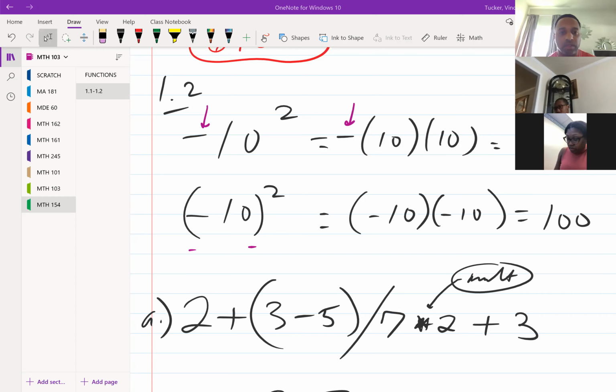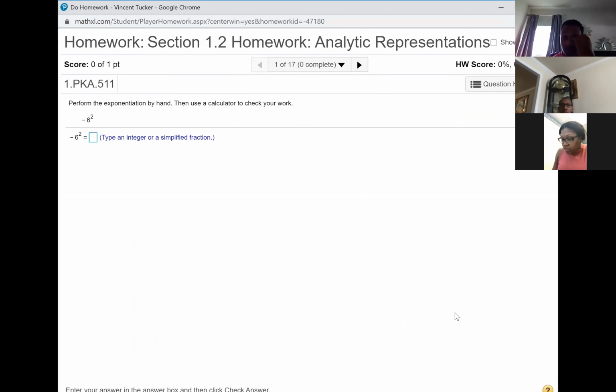In 1.2, a lot of it is calculation and emphasizing you knowing how to use your calculator and being able to do order of operations properly. As an example, it starts off like this. It says perform the exponentiation by hand, and then use a calculator to check your work. So a lot of them function in this nature, in which you would do it in your head or by hand, and then check it with a calculator.